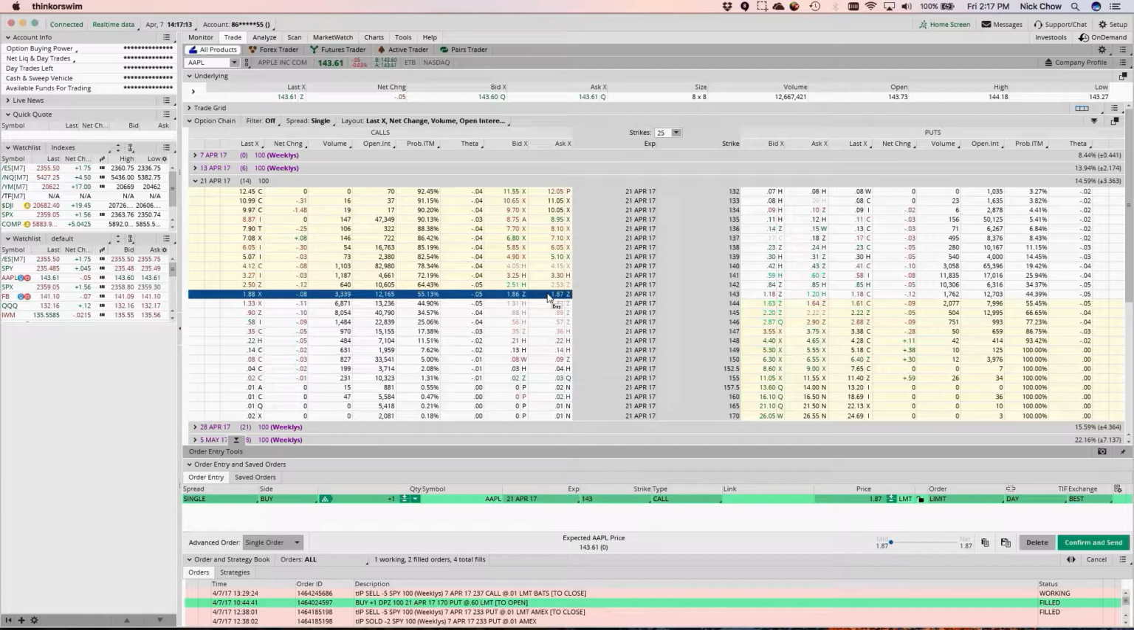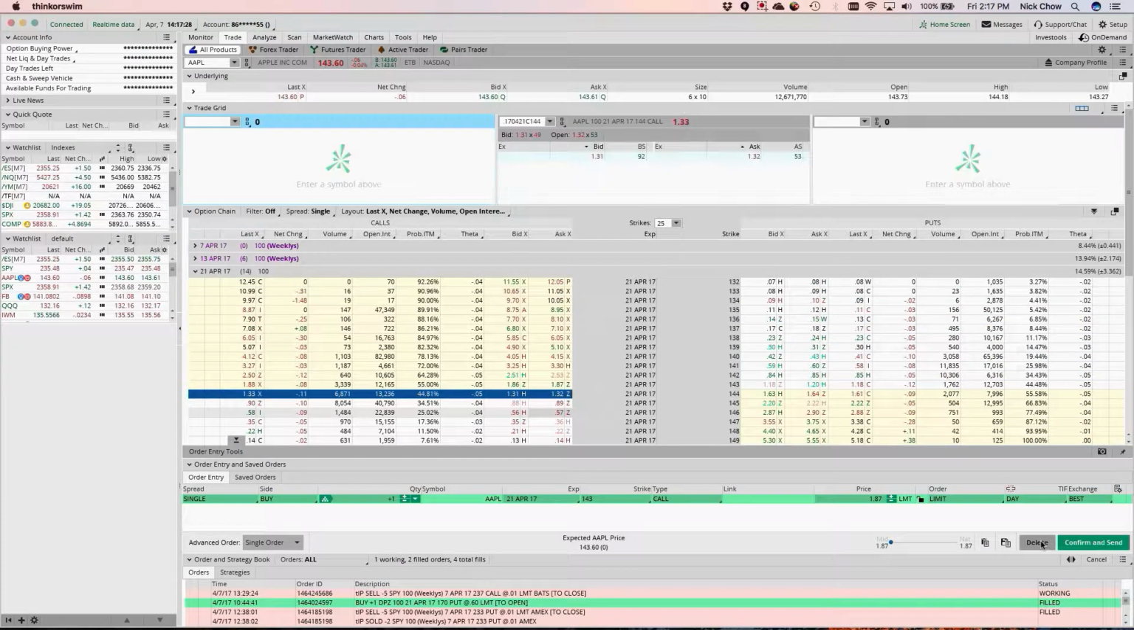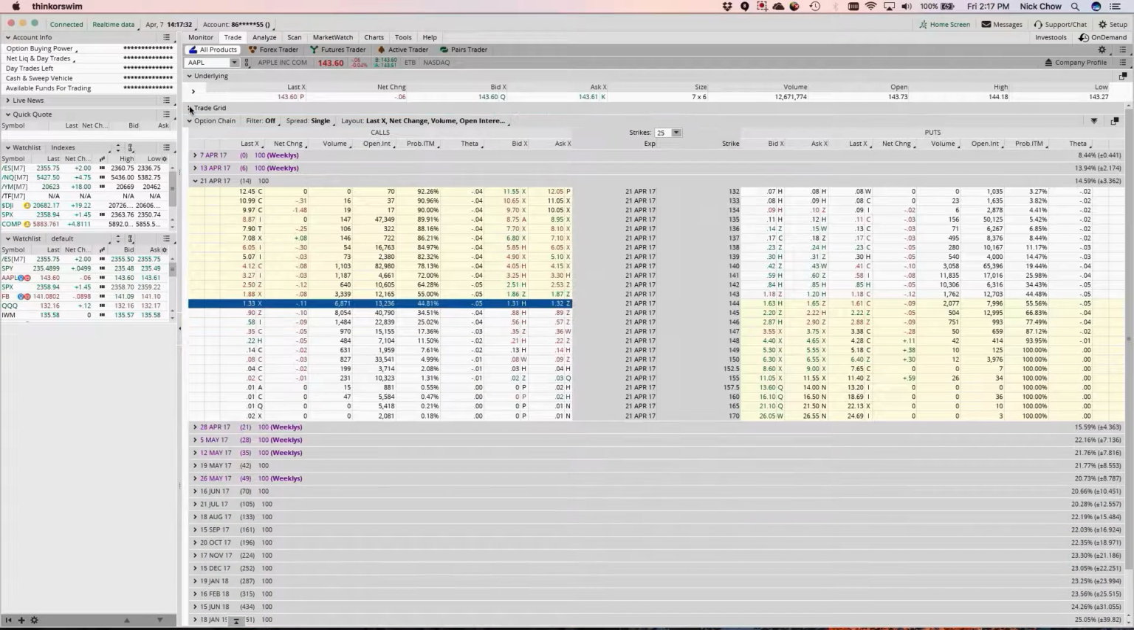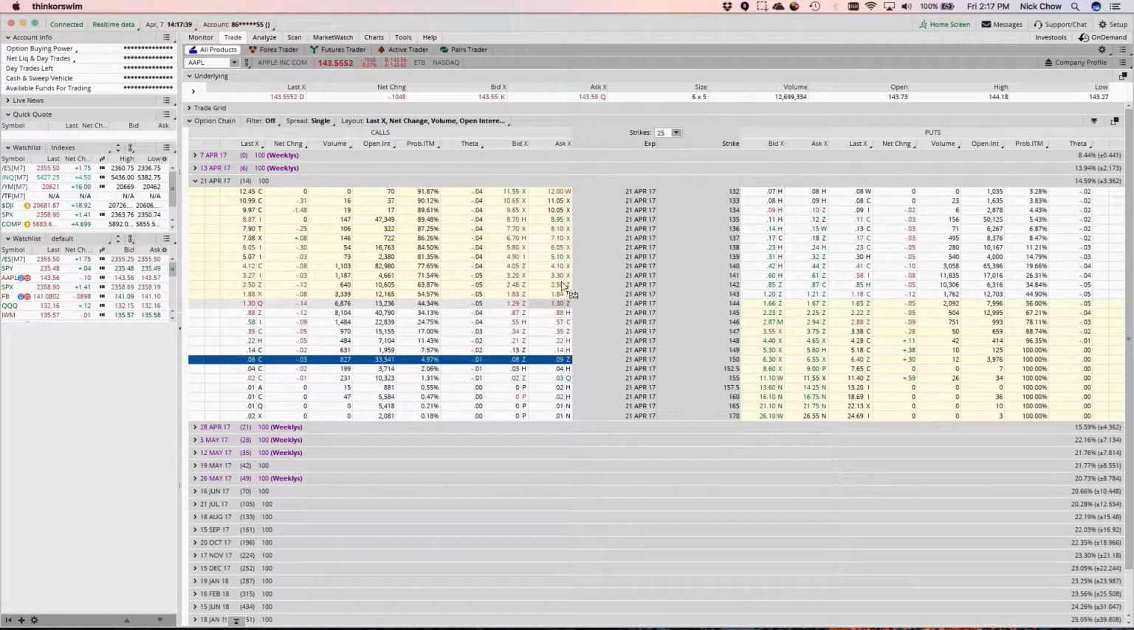And in the money means that the stock, let's just look at calls for right now, the stock is above this price. So currently the stock is trading here at 143.60. And let's try to get out of here so you can see a little bit better. So 143 is highlighted yellow. This means it's in the money. So if the stock is moving up, these will start being highlighted in yellow.